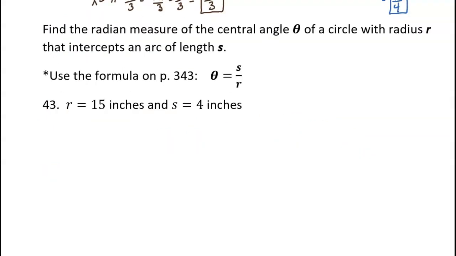Next, find the radian measure of the central angle theta of a circle with radius r that intercepts an arc of length s. We're asked to find the measure of theta. To do it, we're given a value for r and a value for s, and we use the formula on page 343, theta equals s divided by r. So for number 43, let's find theta by substituting 4 for the s and 15 for the r. And we see that the answer is 4/15. That's not reducible. You could leave it like this fraction. You could even do a decimal if you want. But theta is equal to 4/15 radians.